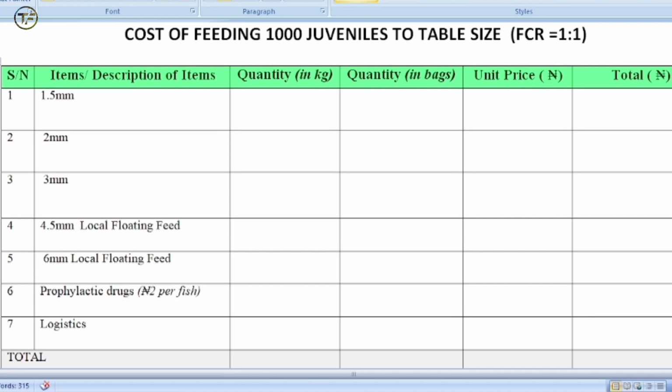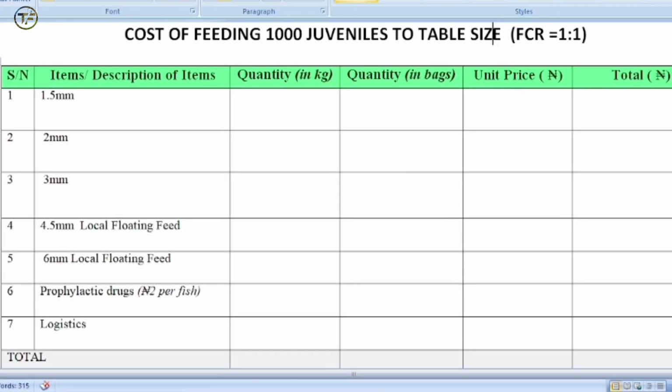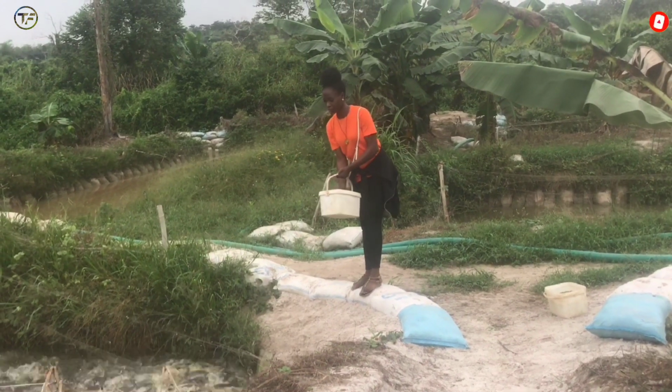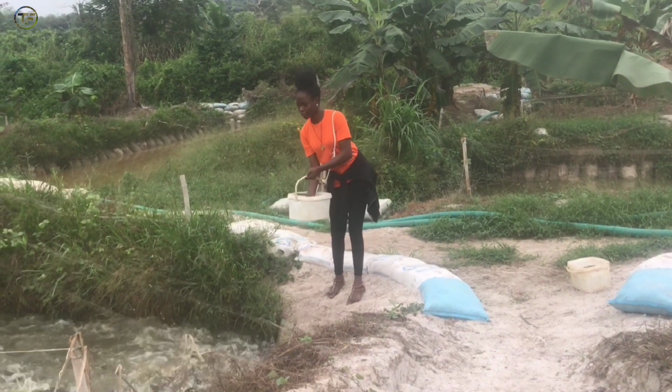Now before we proceed, I'd like to clarify something. The cost of feeding is totally different from the cost of raising. So when we talk about the cost of feeding, we're basically talking about how much it's going to cost us to feed, using feed. How much feed are we going to use? What is the amount we are going to spend on feeding?